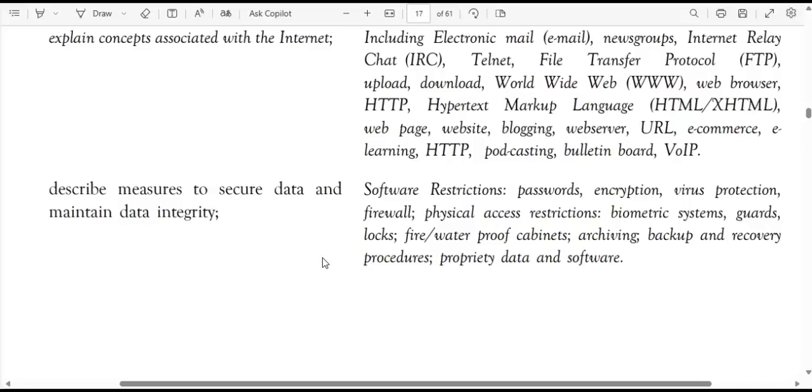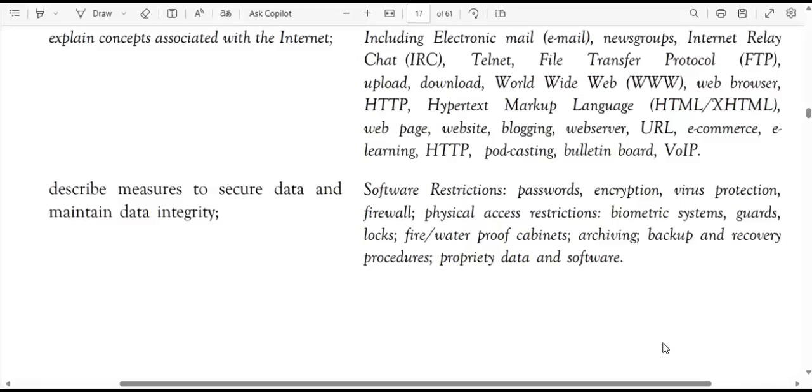Another measure that can be used to secure data and maintain data integrity is virus protection and antivirus software. Now, antivirus software detects, prevents, and removes harmful software, viruses, worms, malware that can corrupt or steal data. The purpose of virus protection is to protect the integrity and confidentiality of files. Example, using antivirus programs like Norton or Windows Defender that can be used to detect, prevent, and remove harmful software from your computer or from your smartphone.